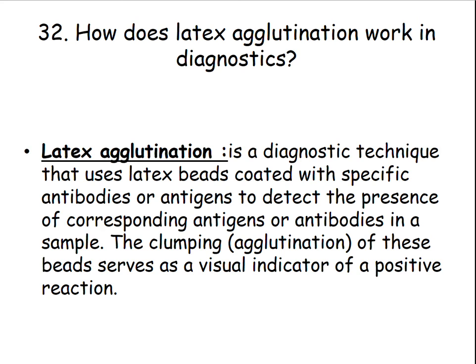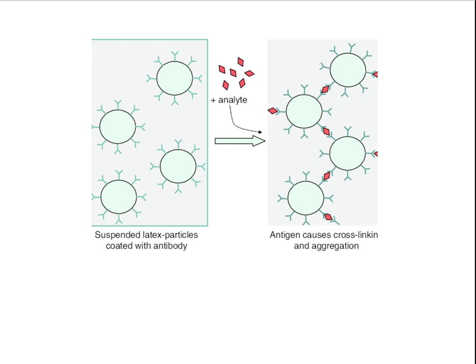So the second one is about latex agglutination. Latex agglutination is a diagnostic technique that uses latex beads coated with specific antibodies or antigens to detect the presence of corresponding antigens or antibodies in the sample. For this latex agglutination, you are going to see the clumping or agglutination of these beads serves as the visual indicator of a positive reaction. Here is a diagram that is going to explain latex agglutination.